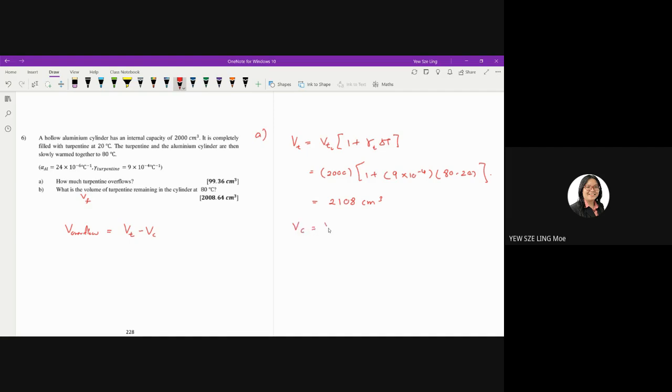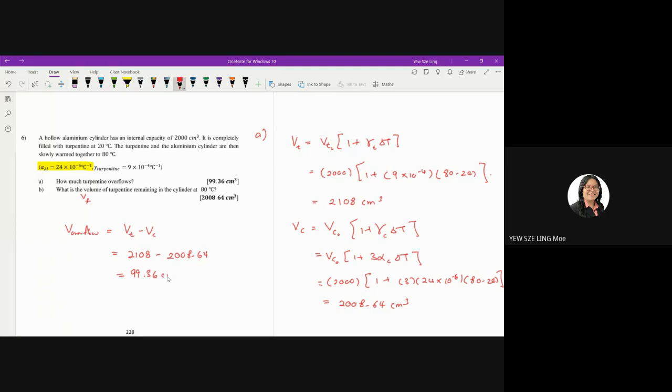And then VC equals VC initial times (1 plus gamma C delta T). But if you look at the question, you are given alpha, not gamma. So this equation can be rewritten as VC naught times (1 plus 3 alpha C delta T). Therefore it equals 2000 times (1 plus 3 times 24 times 10 to the power of negative 6, times 80 minus 20). So the final volume is 2008.64 cm cube. Therefore, the overflow equals 2108 minus 2008.64, which is 99.36 cm cube.